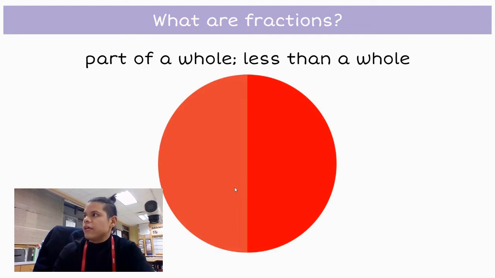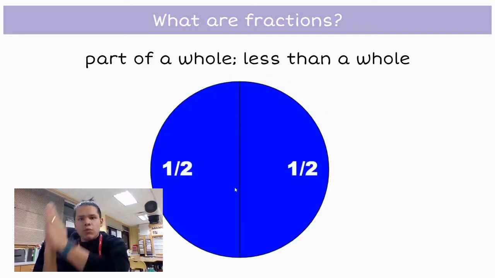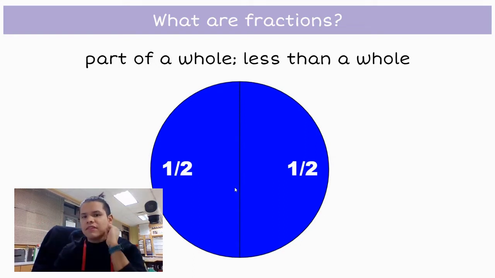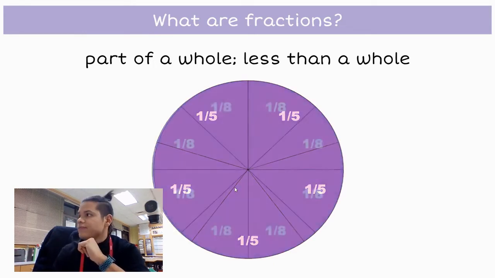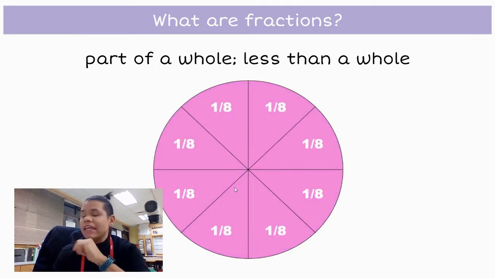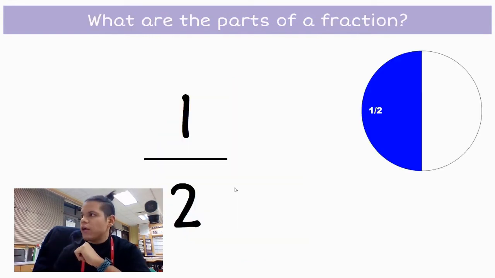Let's take a look at this circle right here. If I split that circle in half, there's one half and another half. I could split it into 5 parts of a whole, and that would be 1/5. If I split it into 8, like a pizza, it would be 1/8 for each slice, and also 12ths, and so on.